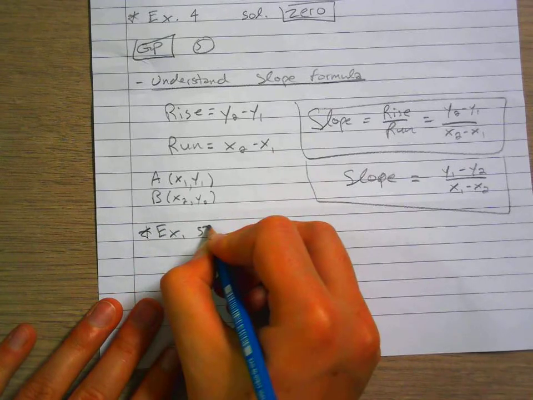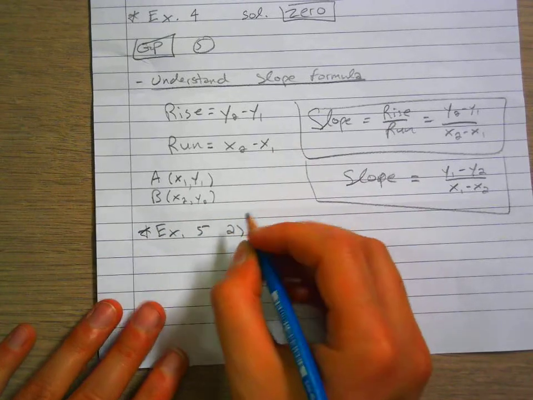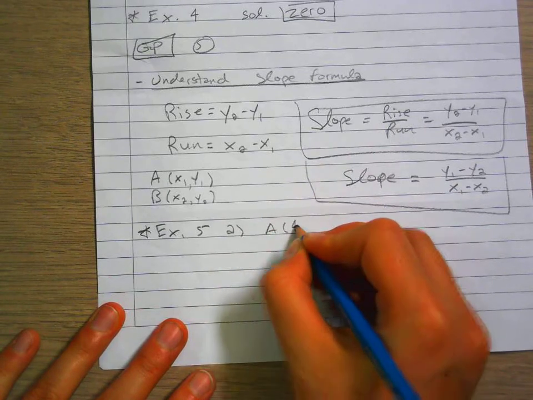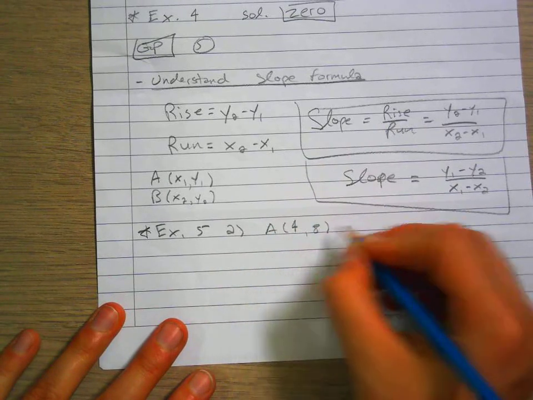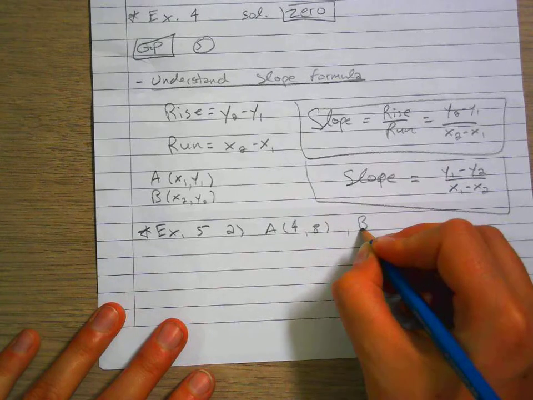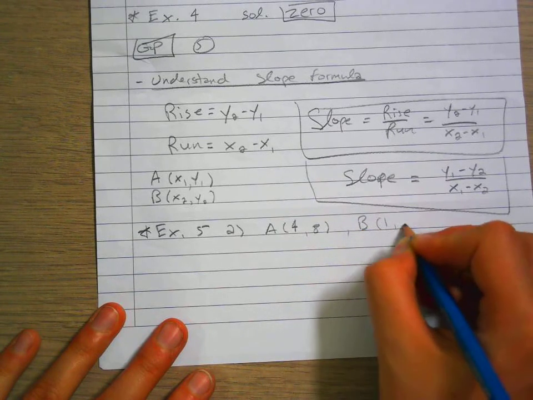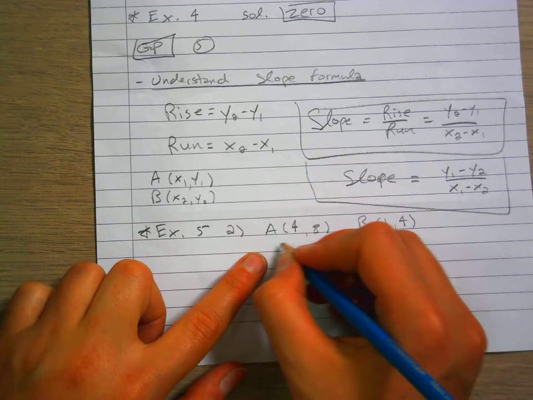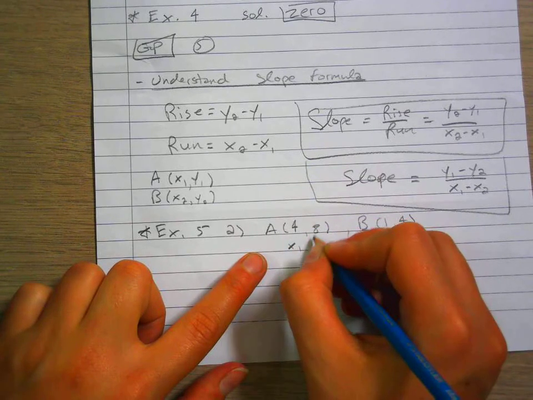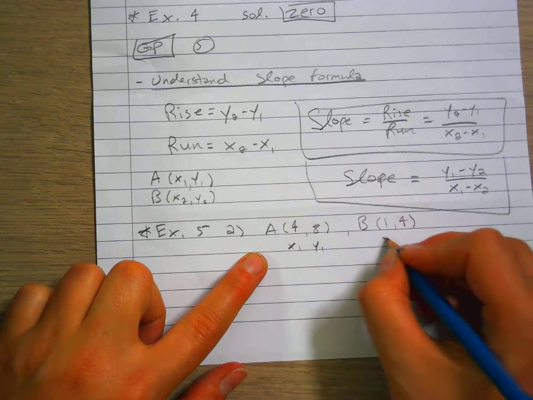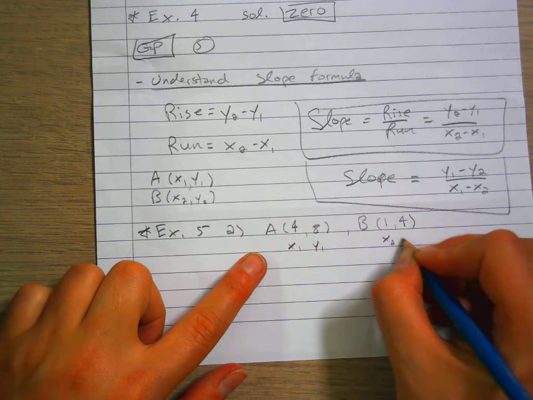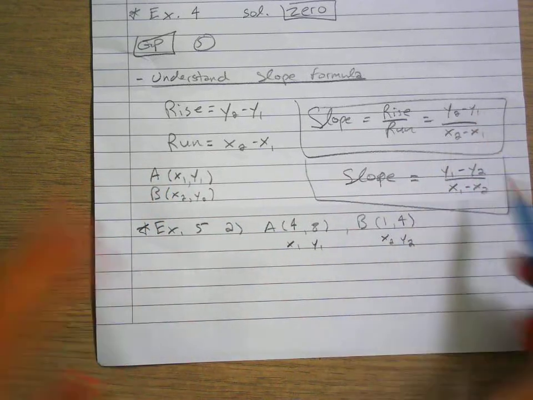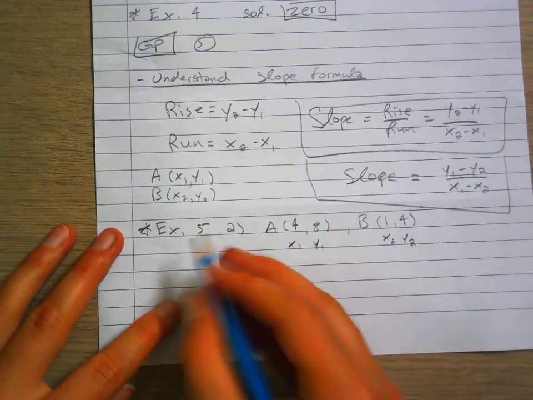Example 5A. Find the slope of a line passing through the points A(4, 8) and B(1, 4). We're just going to relabel these. So this one we're going to make x1, this one's going to be y1, this is going to be x2, and this is going to be y2. So now we've labeled all our things. We can take one of these formulas. Either one, it doesn't matter. Let's go with the first one.